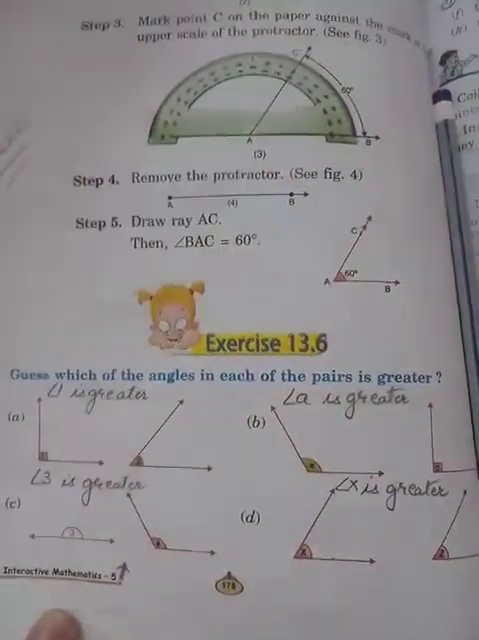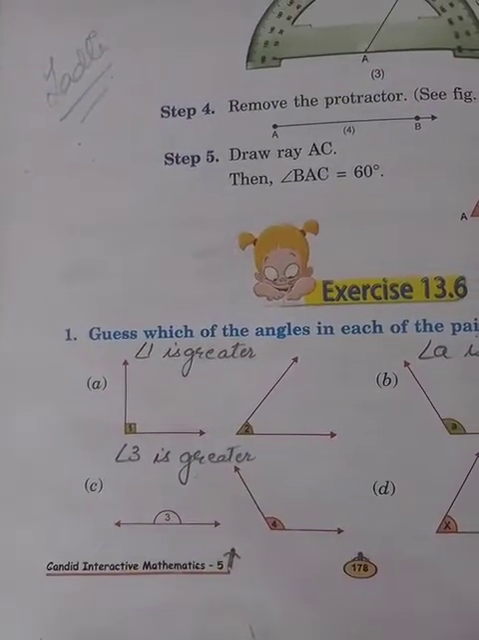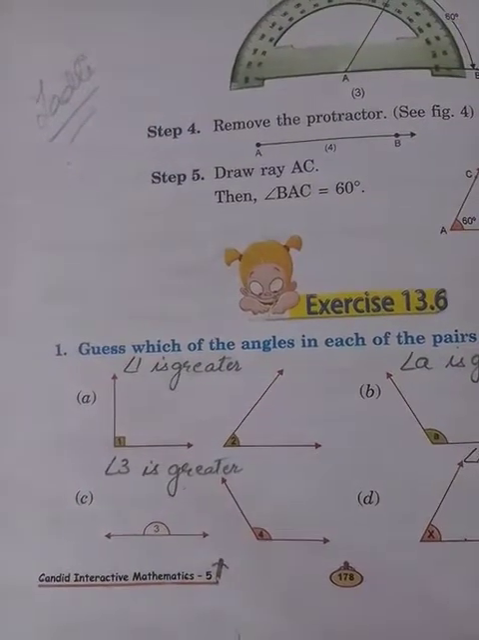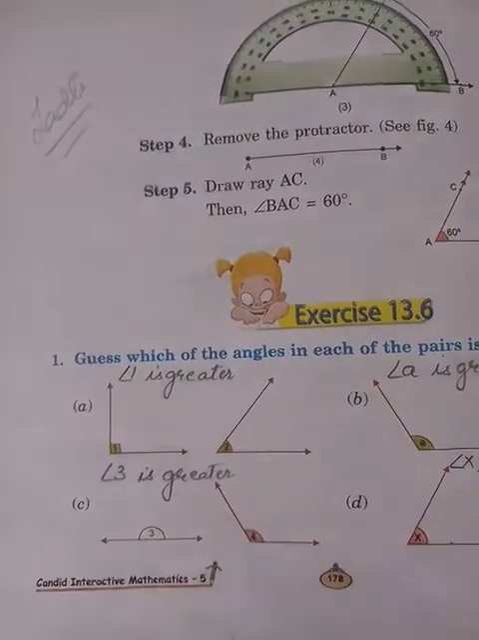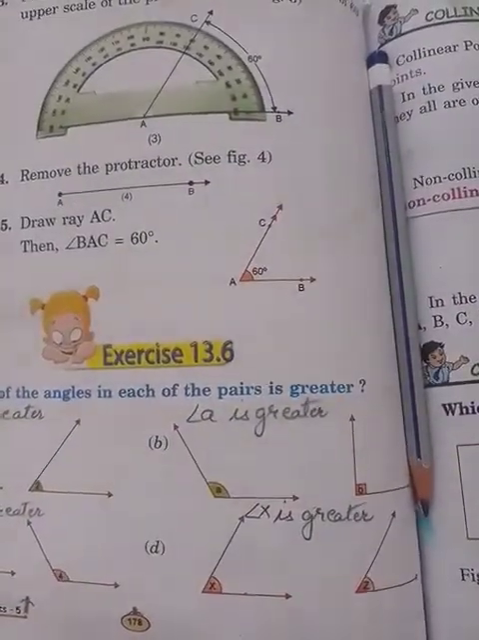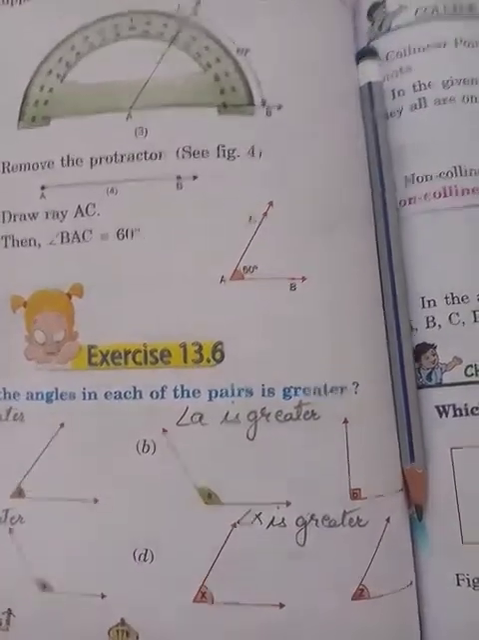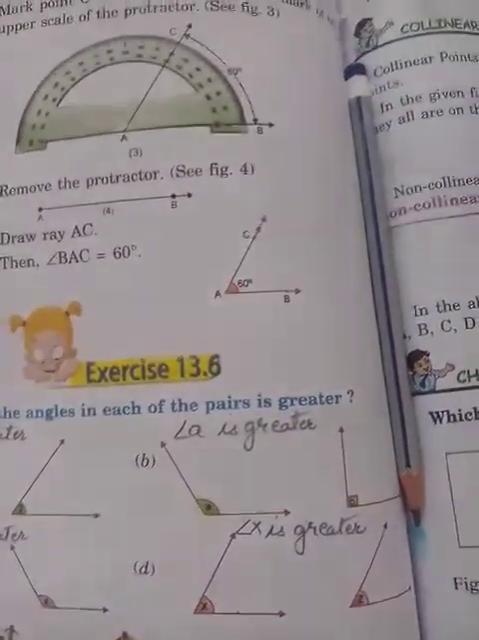Now move to third. In third question, angle 3 is straight angle 180 degree and this one is less than 180 degree, so angle 3 is greater. And the last one, angle X is greater. Now move to your next question.